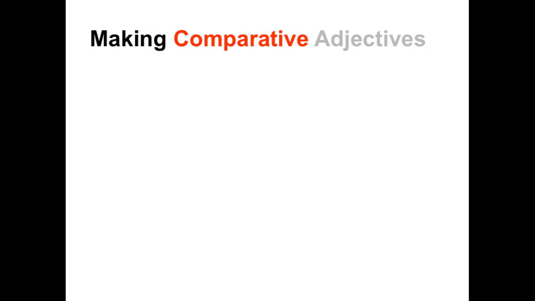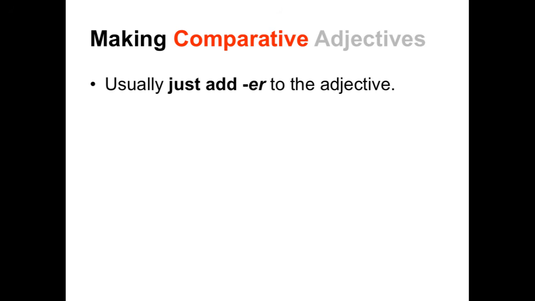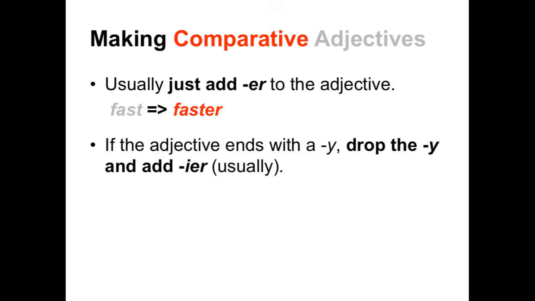To make comparative adjectives, we usually just add er to the adjective. So the adjective fast would become faster. But if the adjective ends with a y, we drop the y and add ier. So the adjective tidy would become tidier.